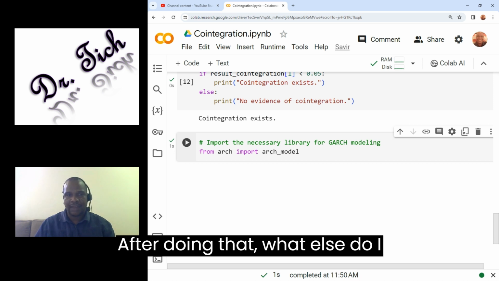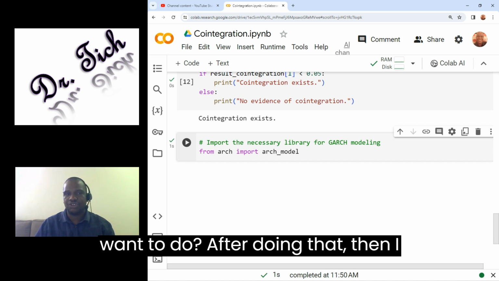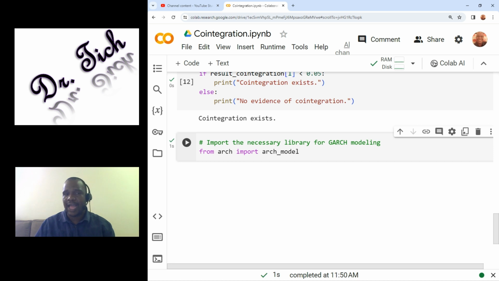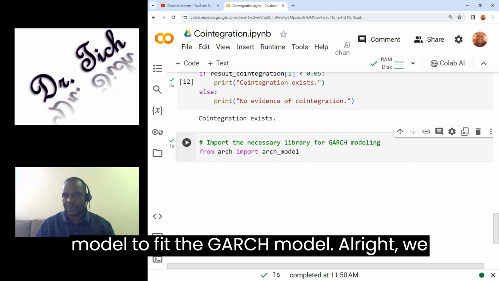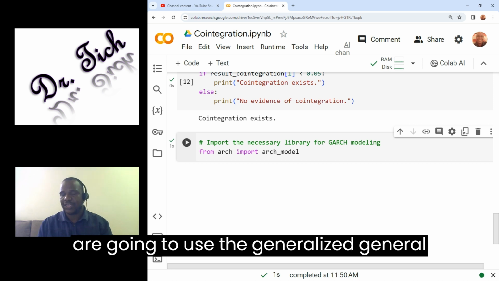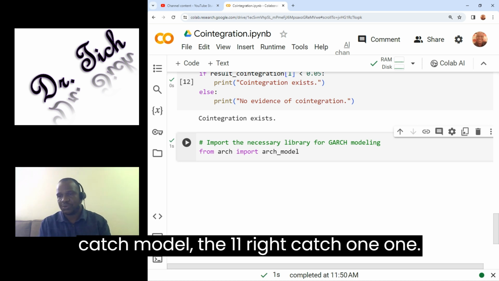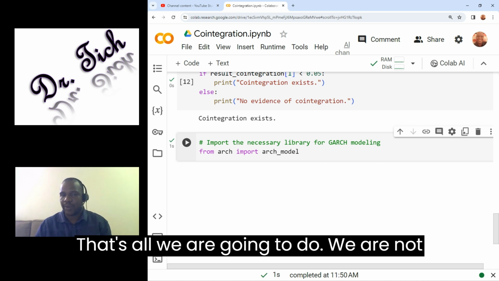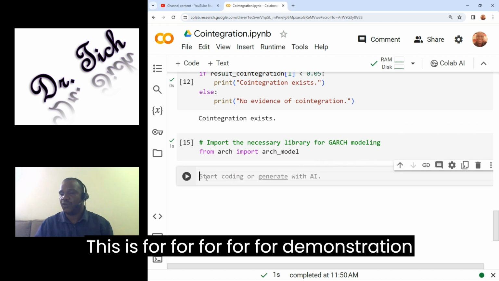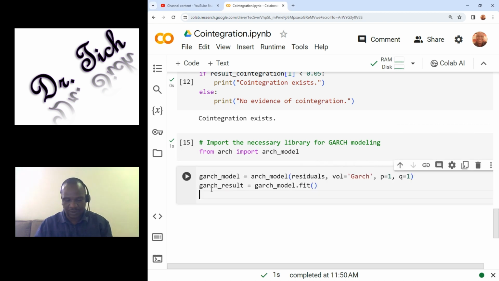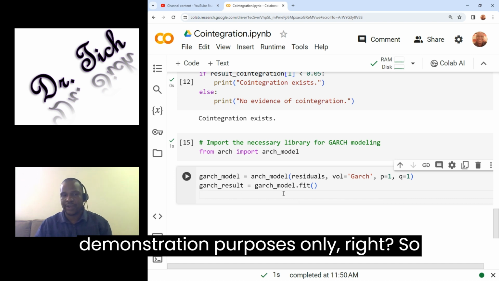After doing that, I need to introduce my model to fit the GARCH model. We are going to use the general GARCH(1,1) model, that's all we are going to do. We are not going to do something complicated, and this is for demonstration purposes only.